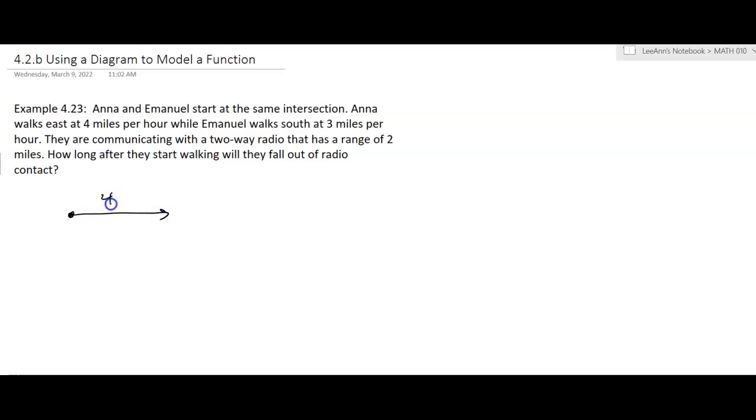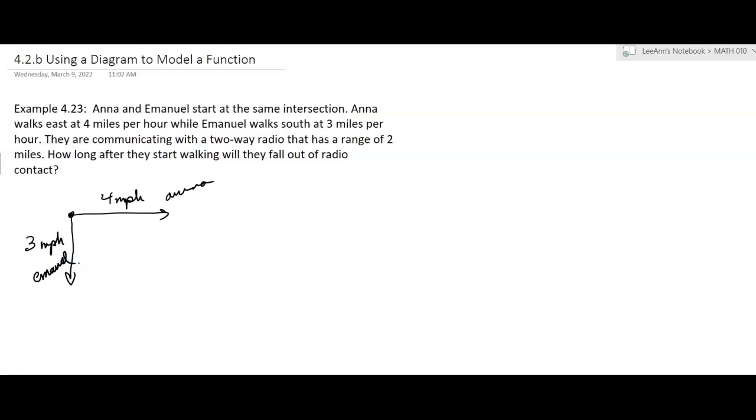at 4 miles per hour. Okay, so that's Anna. And while Emmanuel walks south at 3 miles per hour. And this is Emmanuel.